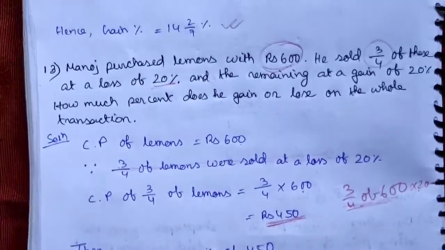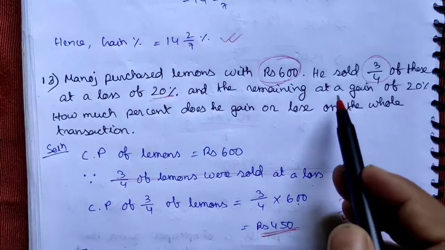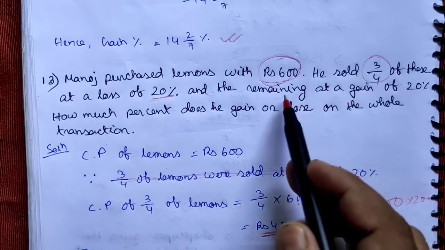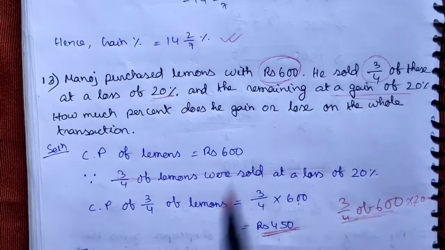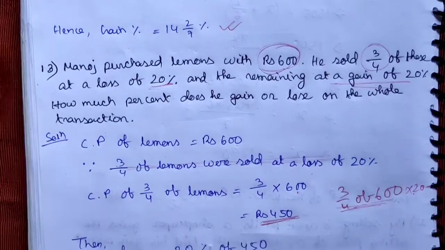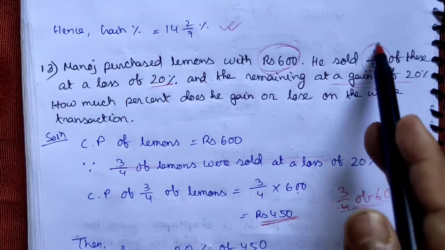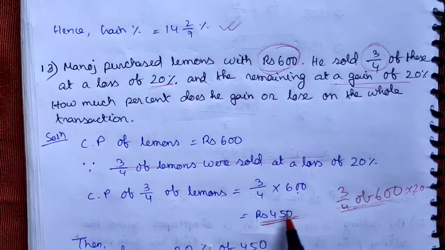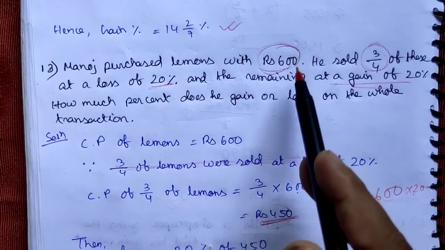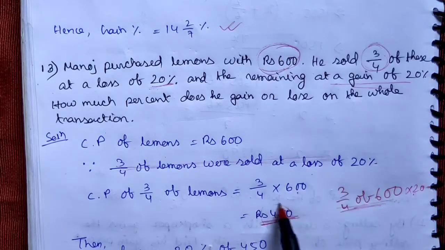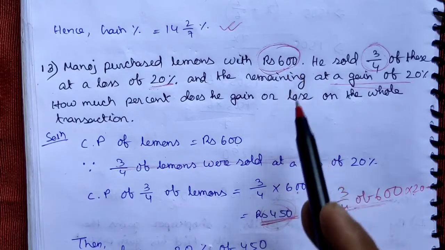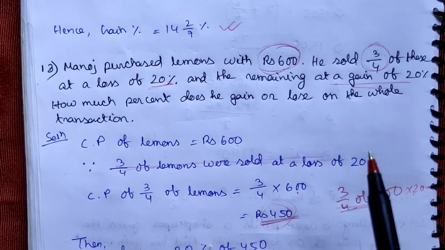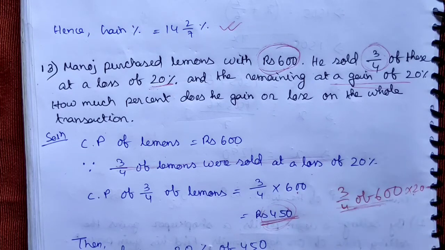Now the next is, let's look at the question again: and the remaining at a gain of 20%. Remaining means what? He already sold 3/4th, which is 450. So if we subtract this 450 from 600, we can find the remaining. Then solve that one with a gain of 20%. Clear?